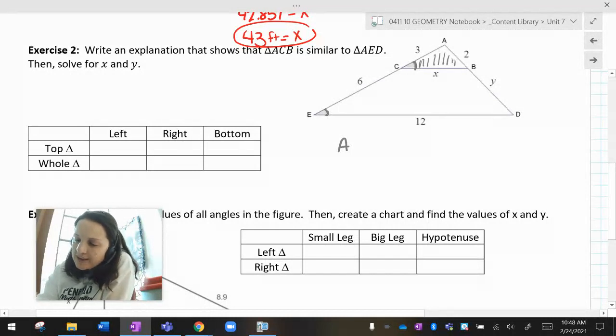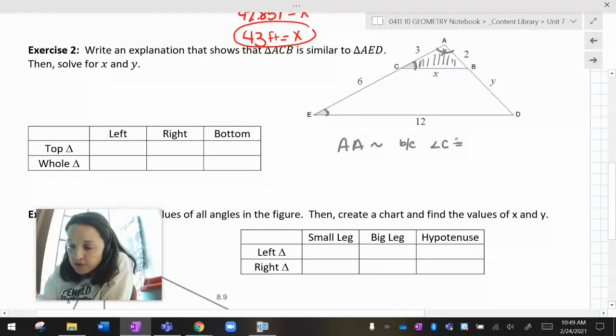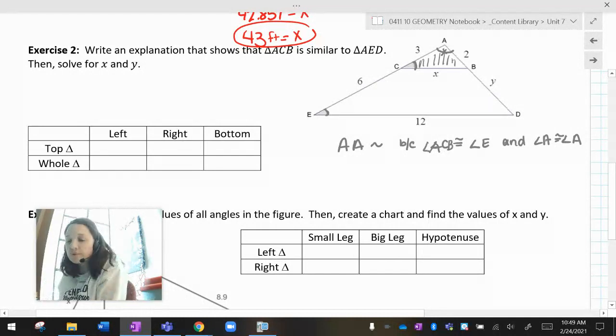And you know what? ACB and AED both have angle A. They share angle A. So we have angle-angle similarity because angle C is congruent to angle E and angle A is congruent to itself. And you know what? I really can't call that C. I have to call it ACB. There we go. All right, so these are similar.